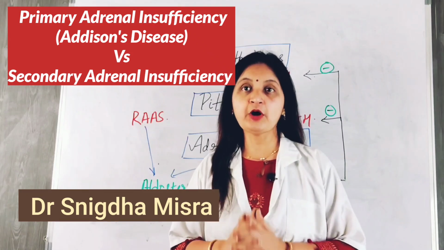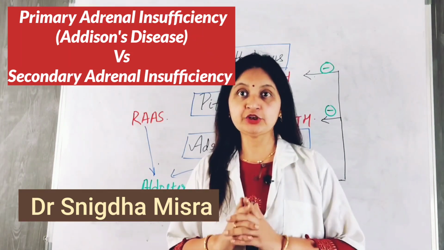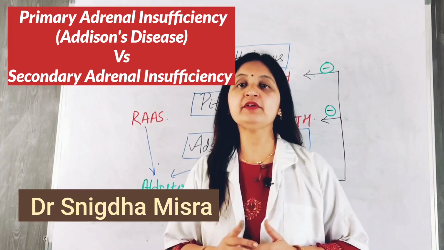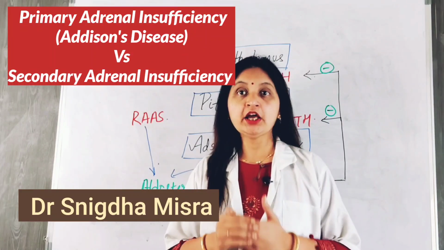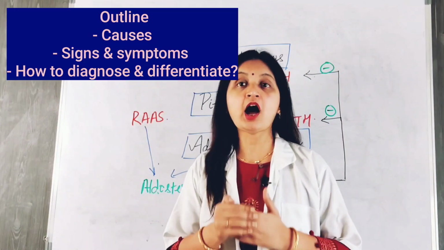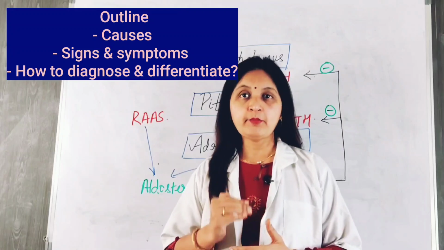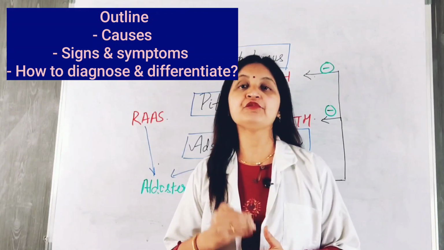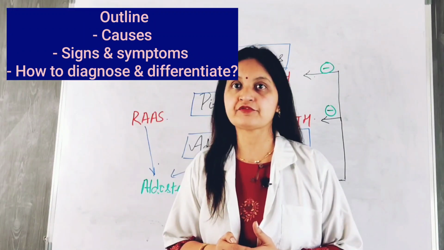In this lecture I will be talking about adrenocortical insufficiency, the two types, that is primary and secondary adrenocortical insufficiency, the causes, signs and symptoms, and how to diagnose and differentiate primary adrenocortical insufficiency from secondary adrenocortical insufficiency.